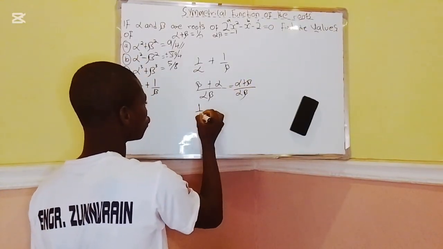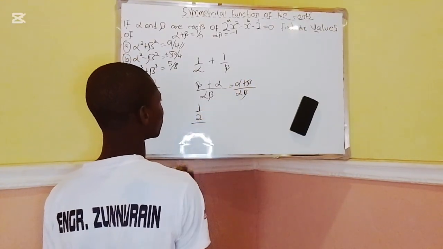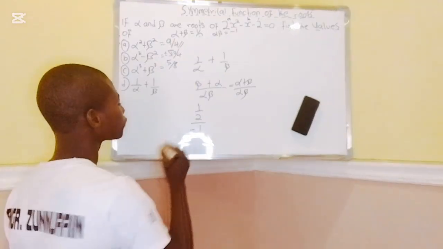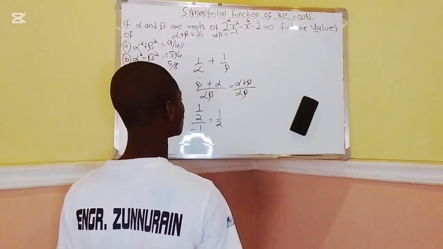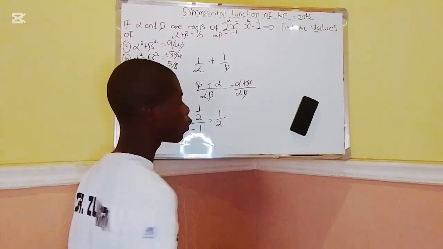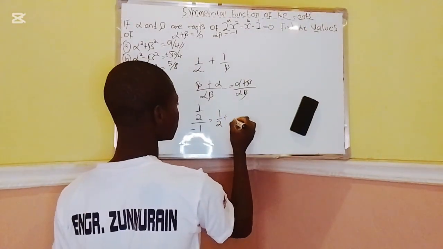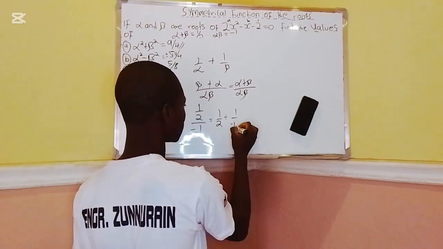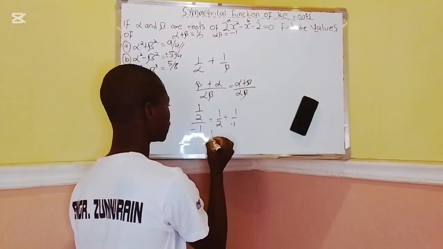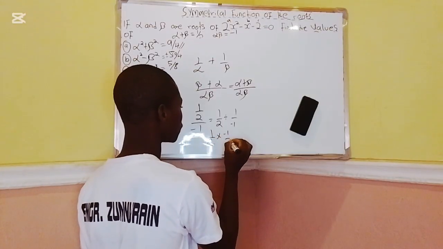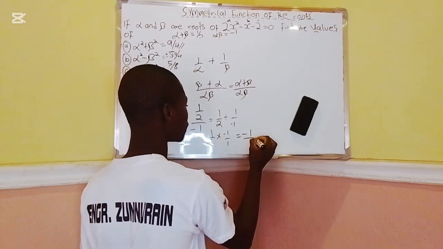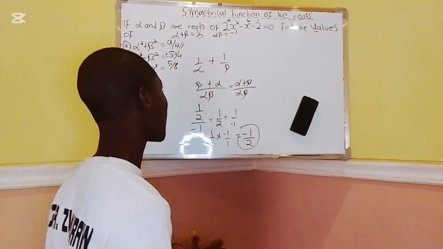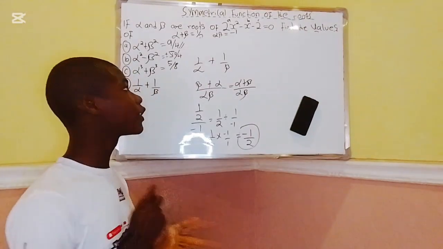So this is 1 over 2 divided by negative 1. So it's the same thing as 1 over 2 divided by negative 1 over 1. If I take the reciprocal, 1 over 2 multiplied by negative 1 will be equal to negative 1 over 2. So this is all I have for you for symmetrical functions of the roots.